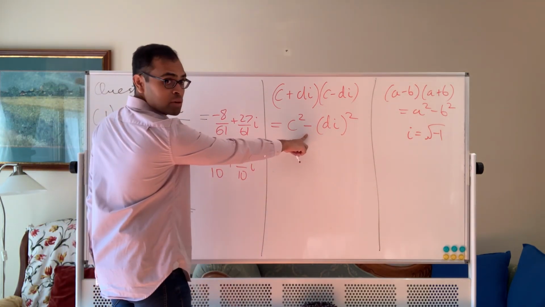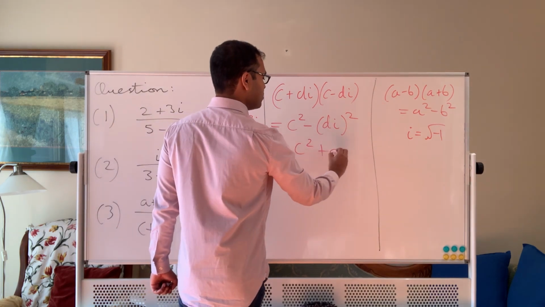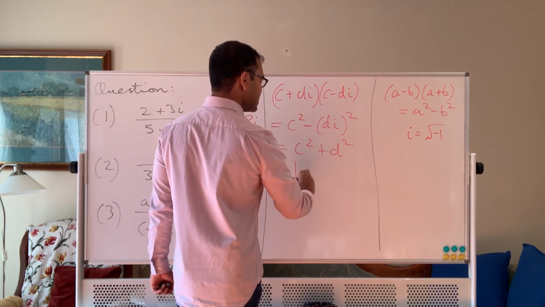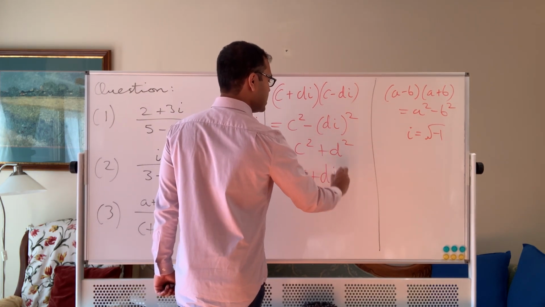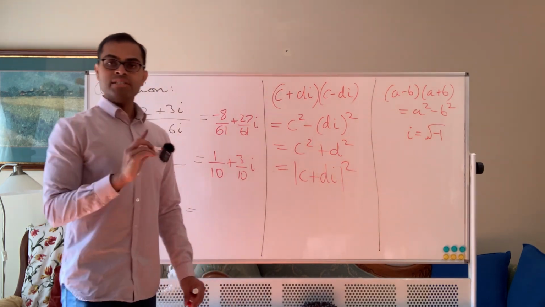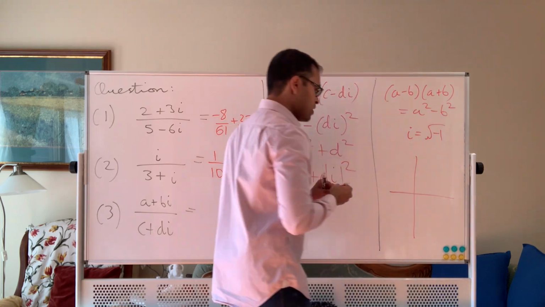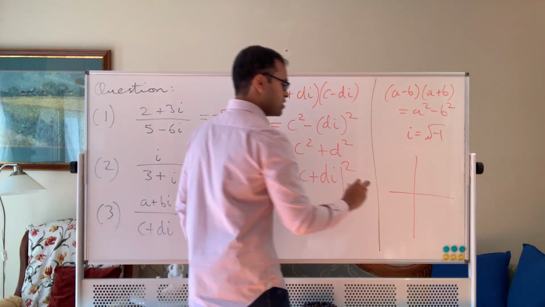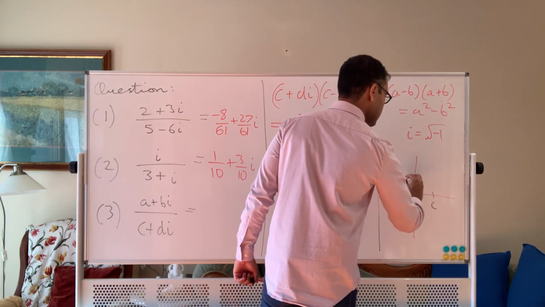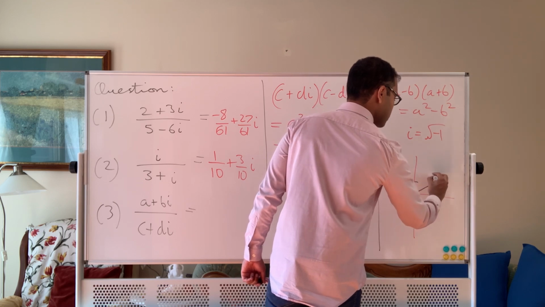So this minus sign becomes a +1. So you're going to get c squared plus d squared, which is also known as the complex modulus c plus di squared. If you draw out the complex plane and plot the complex number, let's say this is c, this is d, c plus di is going to be this point here.